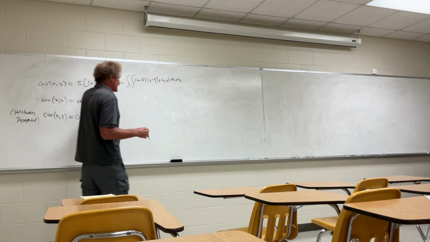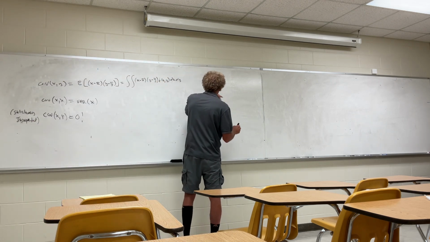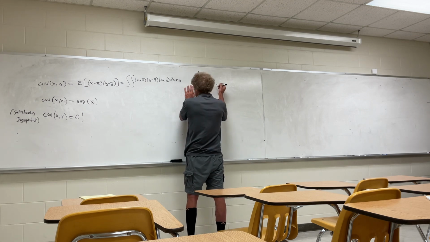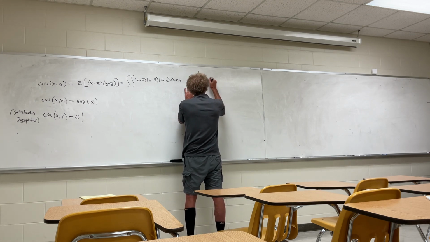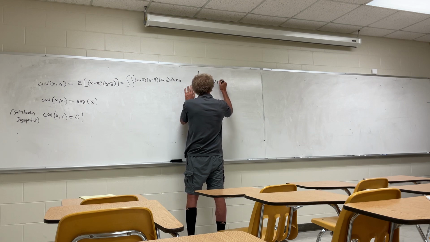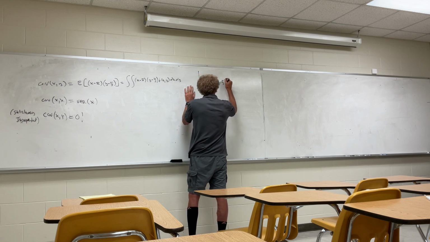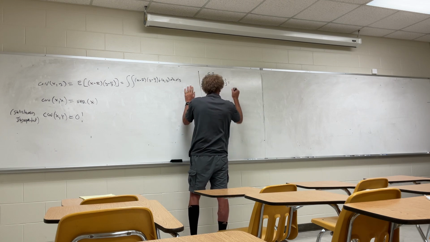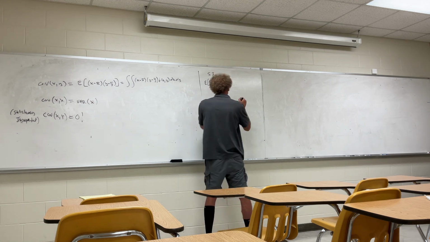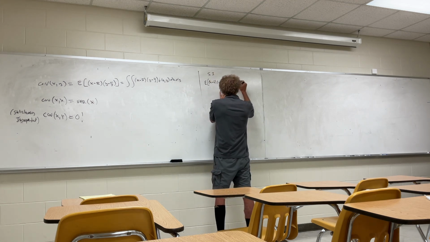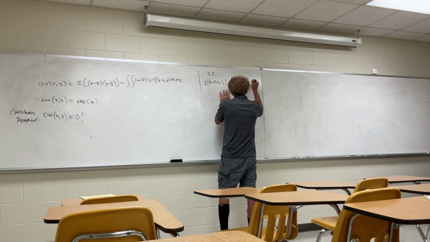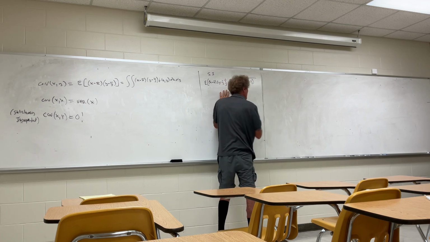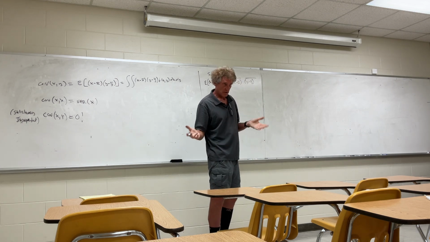Why don't you take a look at this? If they're statistically independent, just as a side note, if we have the expected value of (x minus x bar) times (y minus y bar), this is statistically independent. Take a look at what this is. Isn't it the expected value of (x minus x bar) times (y minus y bar), right? Y'all agree with that, by the way?